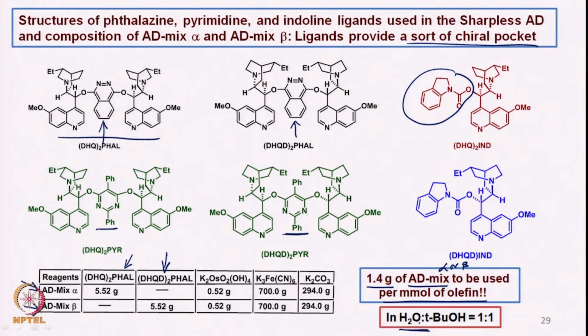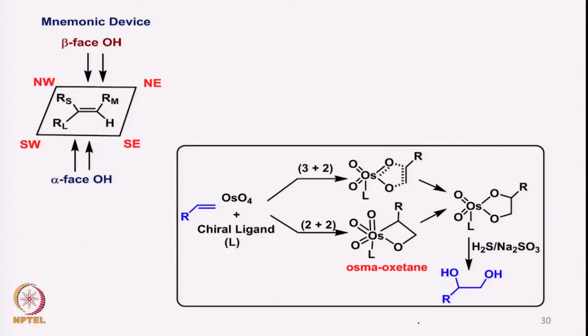So this has been introduced by Sharpless and therefore it is commercially available with chemical companies such as Aldrich, and therefore one can simply buy this particular mixture of an oxidizing agent and simply put 1.4 grams of it per millimole of olefin and get the dihydroxylation.